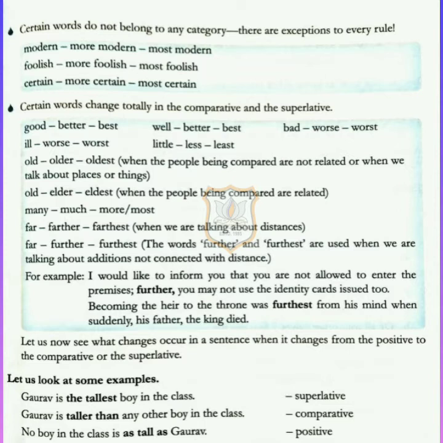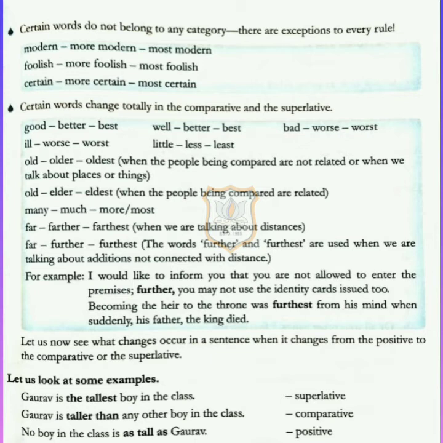Next is certain words change totally in the comparative and the superlative. There are certain words that change totally when written into comparative degree and when converted into superlative degree. So you can see here the word good will become better and better will become best. So the positive degree is good, the comparative degree is better, and the superlative degree is best. Ill, worse, worst. Positive is ill, comparative is worse, and the superlative is worst. Likewise, all other words are given here.